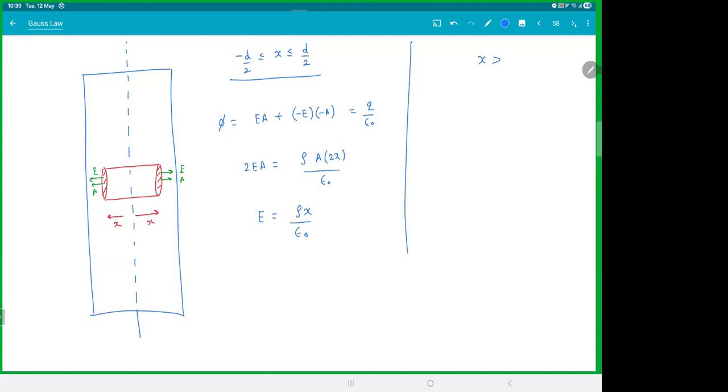Now, if you take x greater than d by 2, meaning I'm considering a cylinder passing through the whole thing.